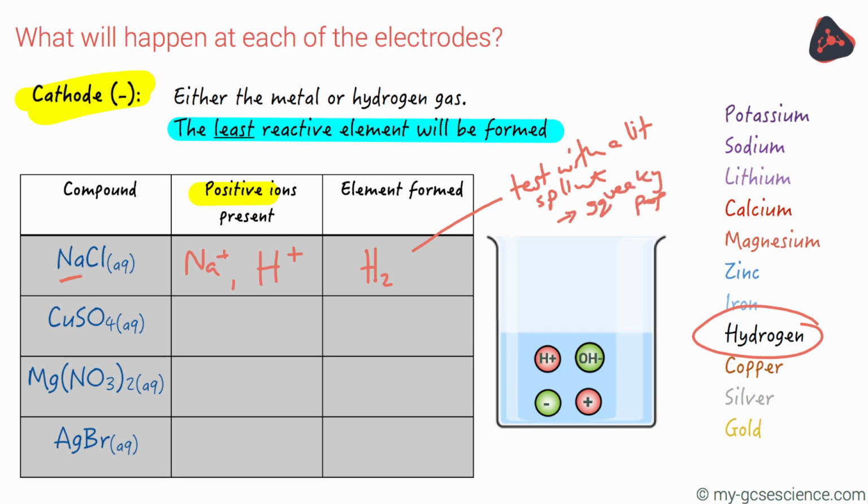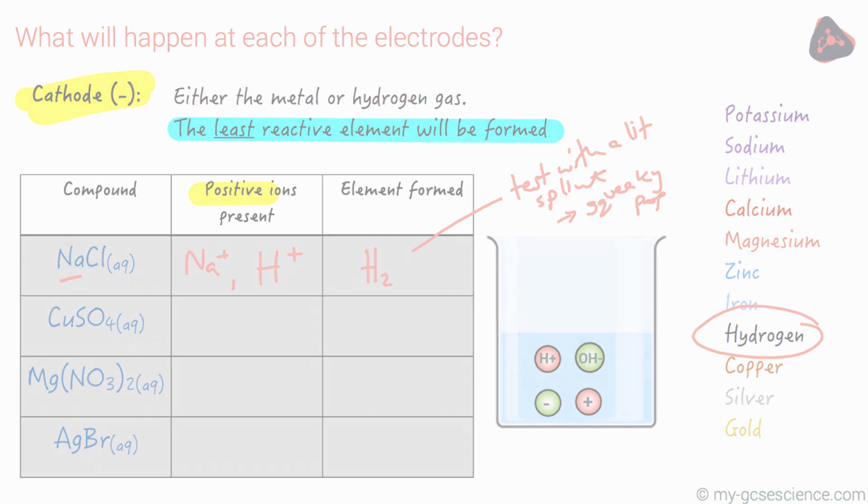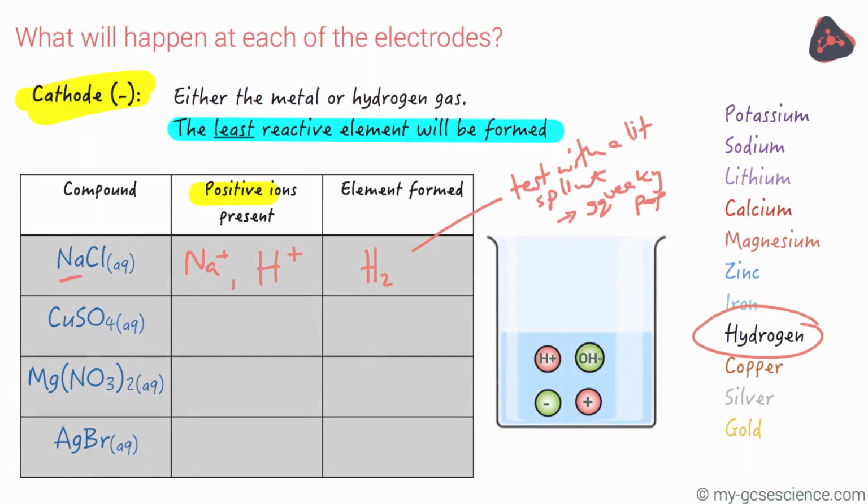Now that we've looked at one example, see if you can work out the positive ions present in the other 3 examples and what the element formed will be. Have you worked it out?